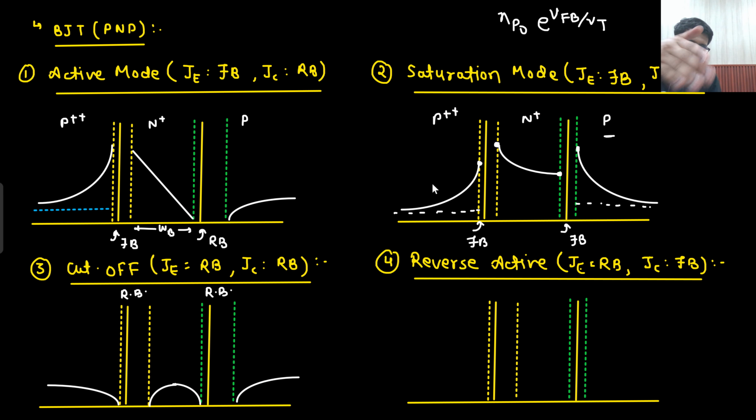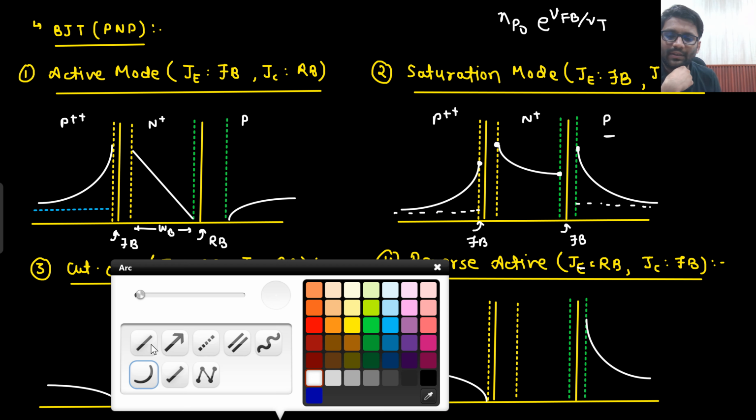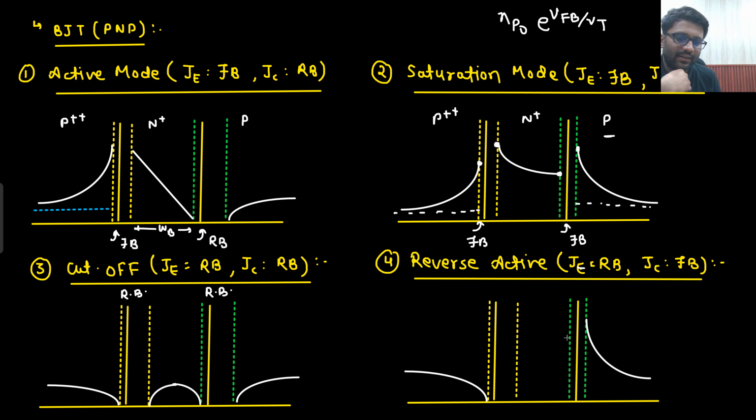For saturation mode, both forward bias, so this kind of plot we got. There is something called reverse active. That means emitter junction is reverse biased, but collector junction is forward biased. So forward bias will say that this kind of plot should be there, and reverse bias will say that this kind of plot should be there. So simply the opposite of this plot. Simply opposite of this plot. So what we will see? Here this scenario, here this scenario, and here nearly linear graph we will get.